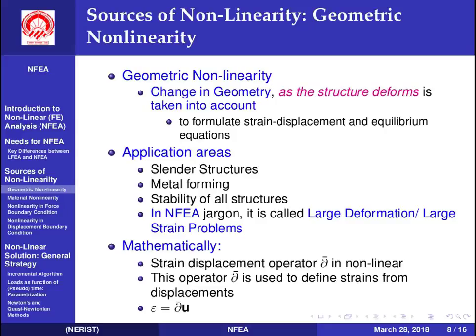Next, let us see what are the sources of nonlinearity. We have basically three types of nonlinearity. One is geometric, the other is material, and the third one is because of the boundary condition nonlinearity. So the first one is geometric nonlinearity, when we need to take into account the change in geometry as the structure deforms in the formulation of the stress strain relationships and finally the equilibrium equations. Then we call that structure to be geometrically nonlinear. So it is a case of geometric nonlinearity.